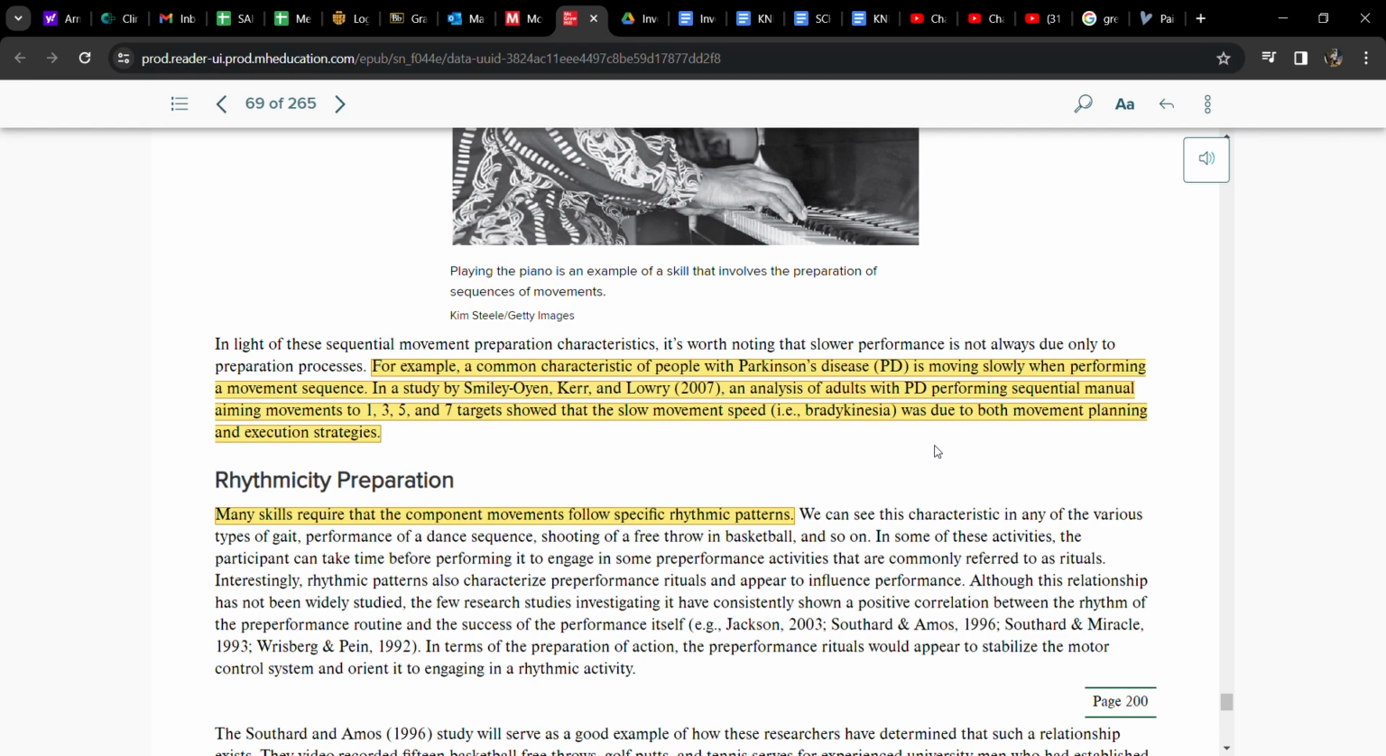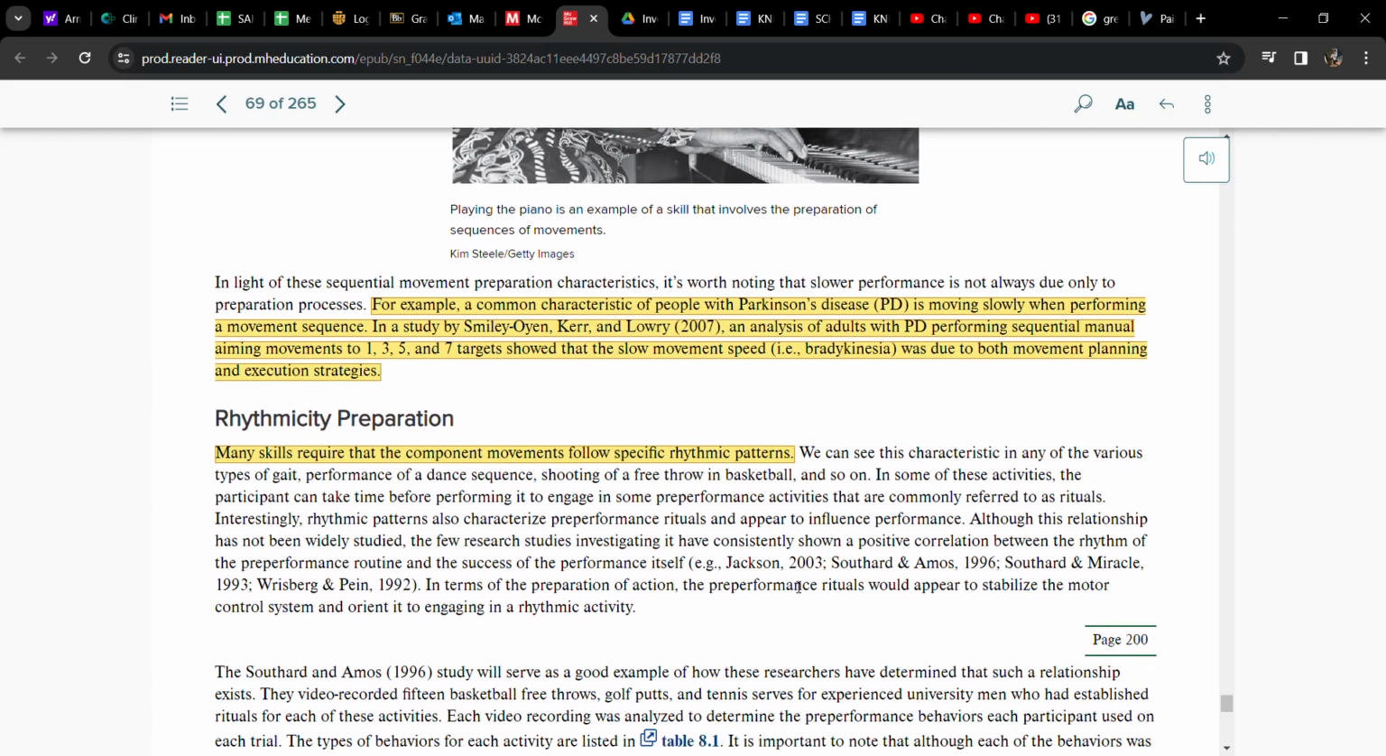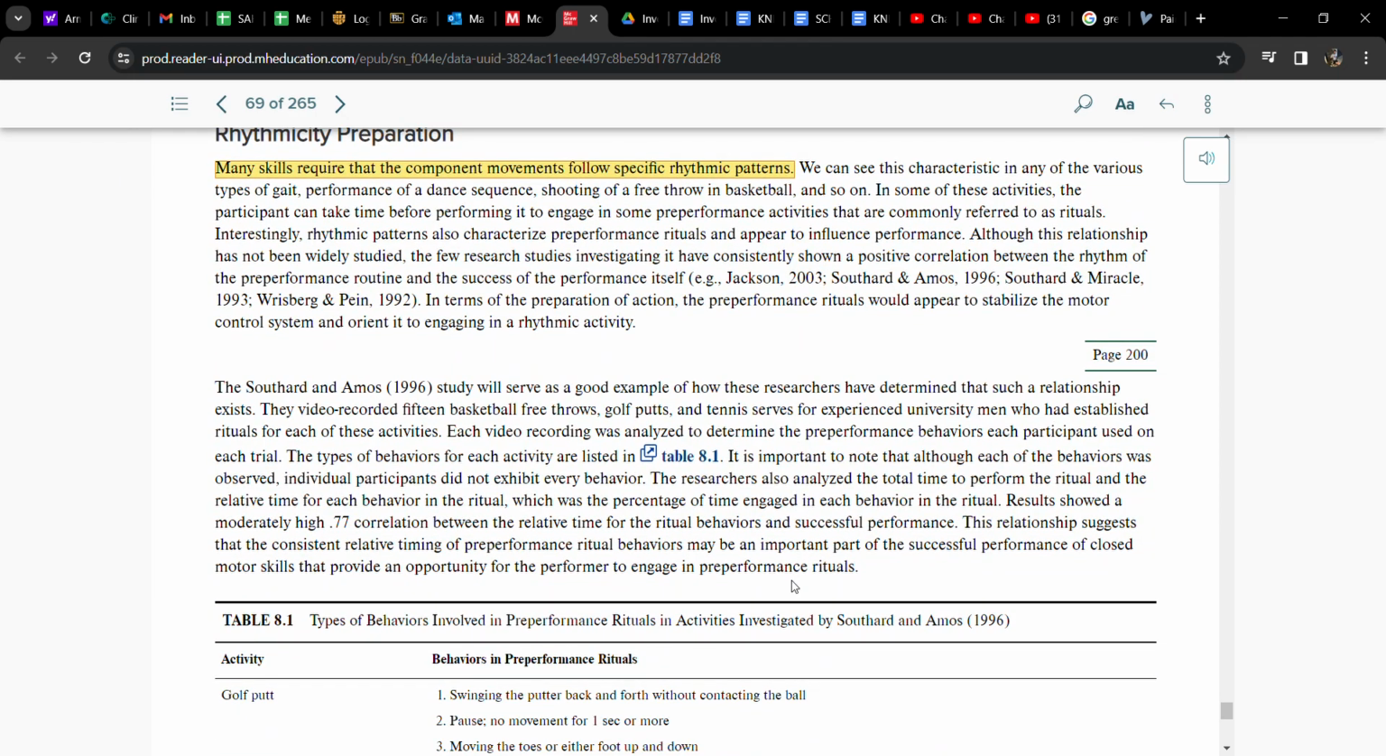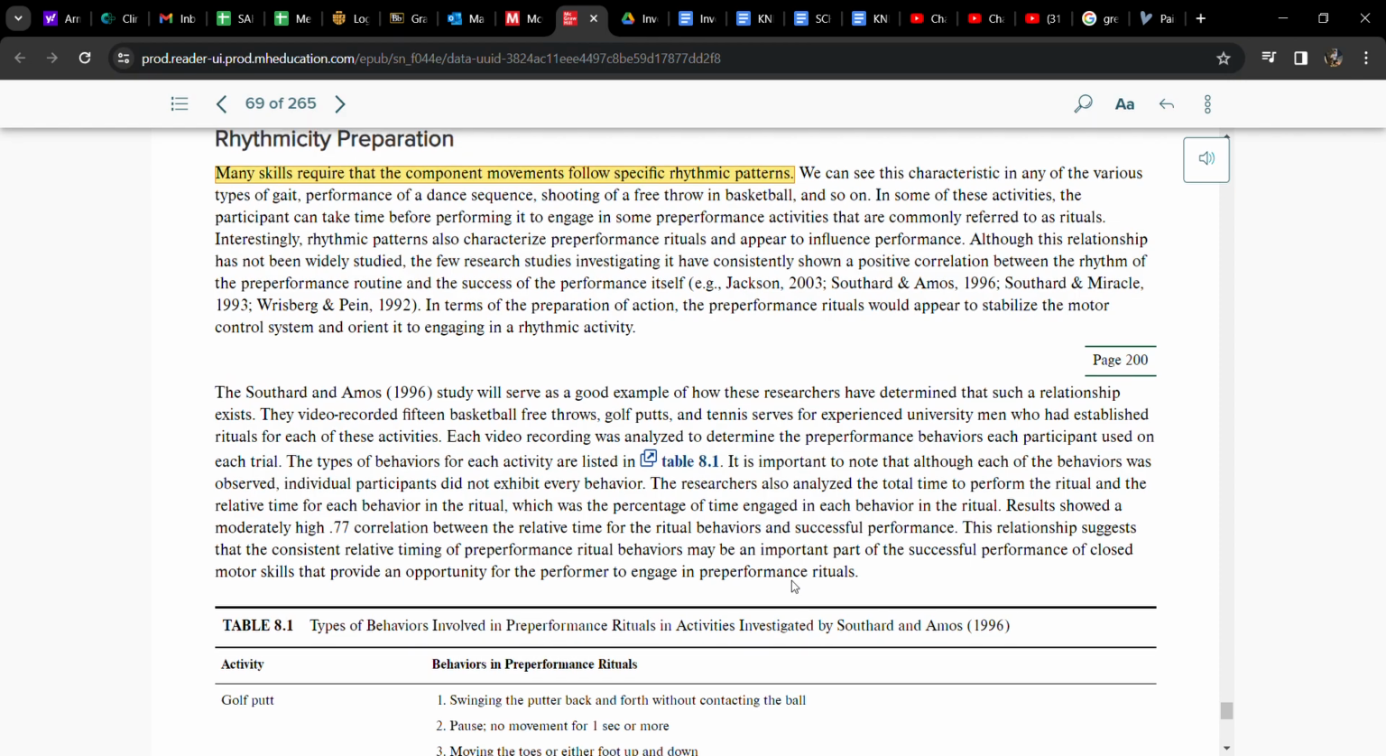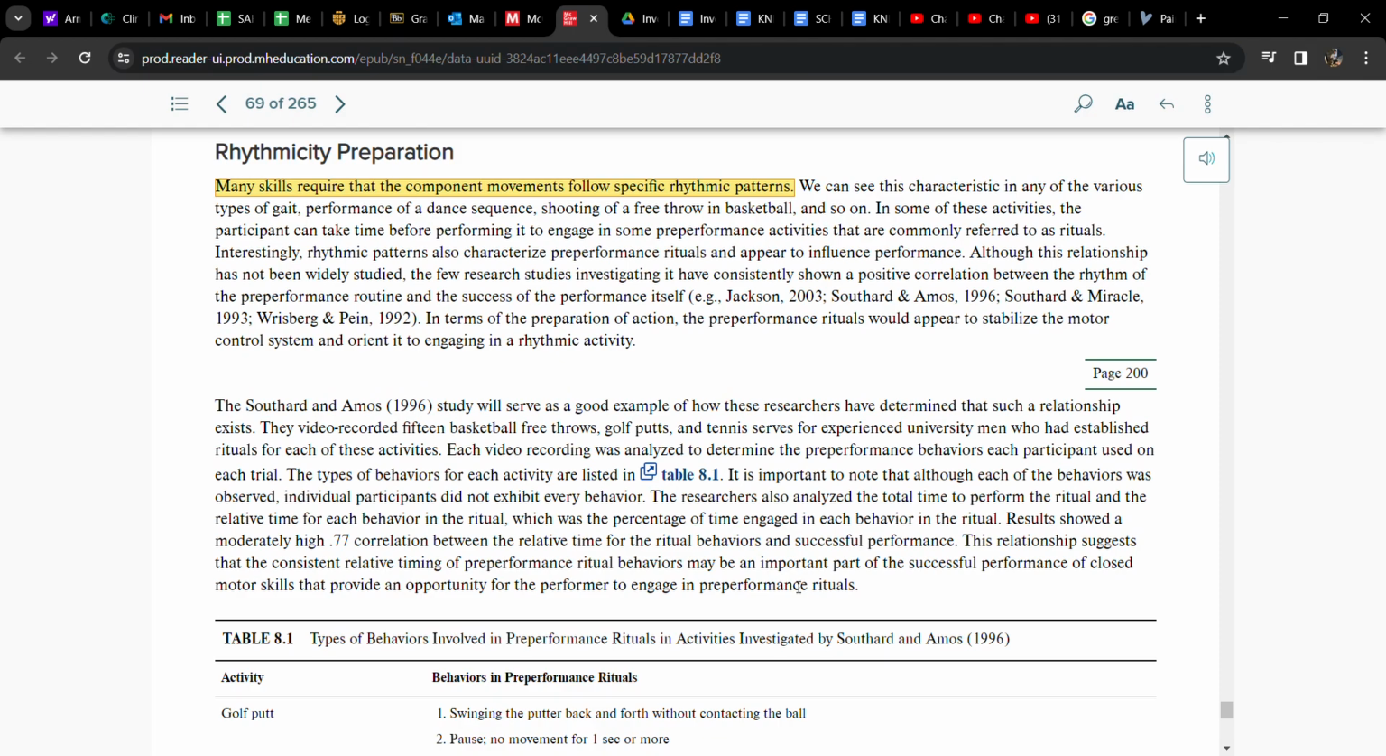Next is the rhythmicity preparation. So many skills require that the component movements follow specific rhythmic patterns. So we might look at stuff like walking or free throws, or someone's golf routine before they hit the shot. There's lots of different things that we can look at, and how people use rhythm in order to prepare their movements for a particular skill.